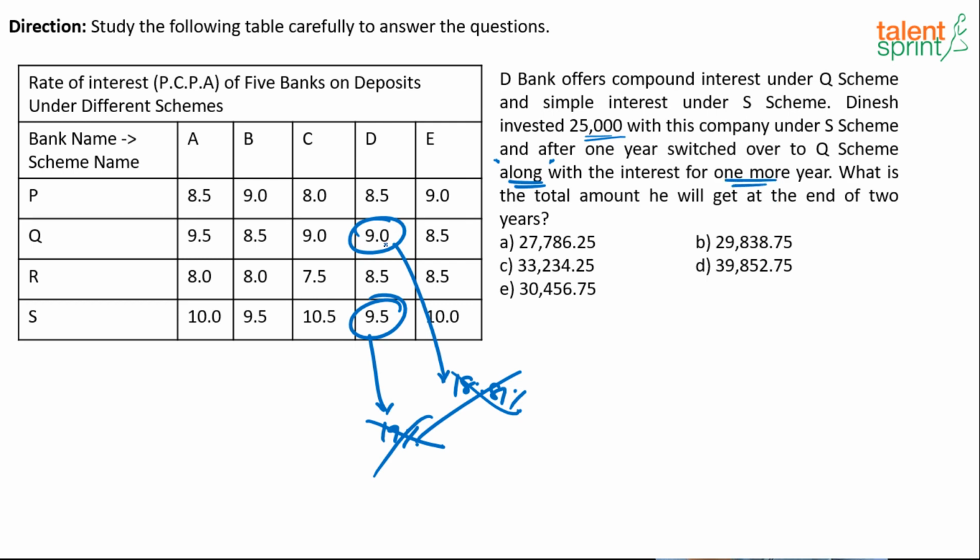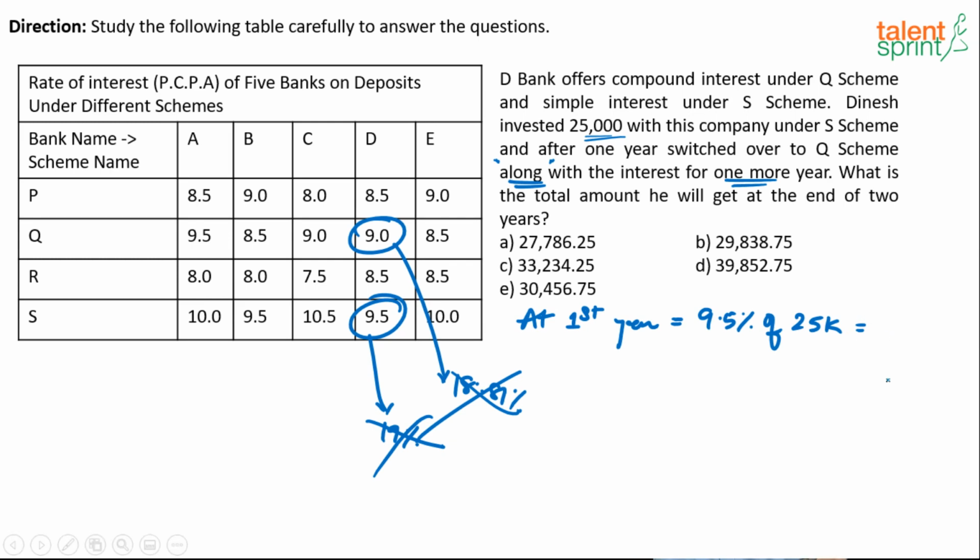See, understand, compound interest scheme for 1 year is as good as simple interest only, right? So what will be the total amount that he will get at the end of 2 years? First of all, what will he get at the end of 1 year? He will get 9.5%. 9.5% of what? 25,000. I mean, we are talking about interest only, and then we will add the principal. What is 9.5% of 25,000?